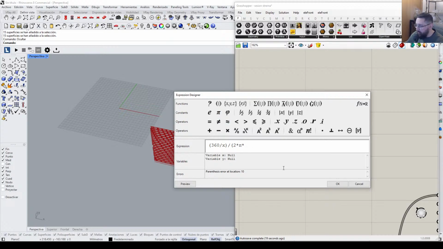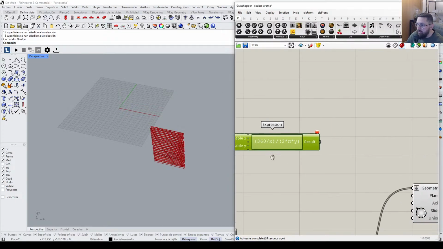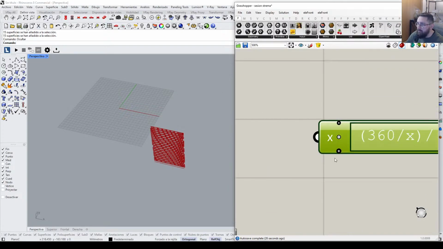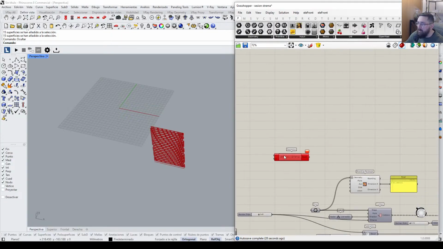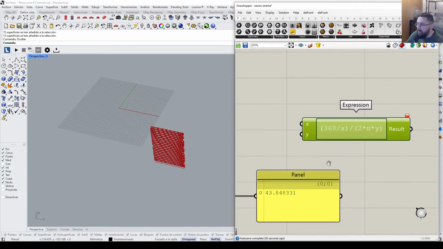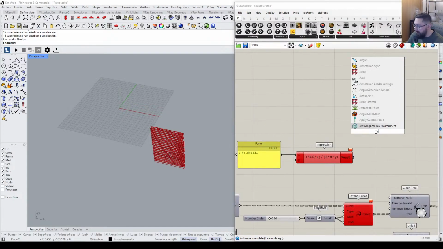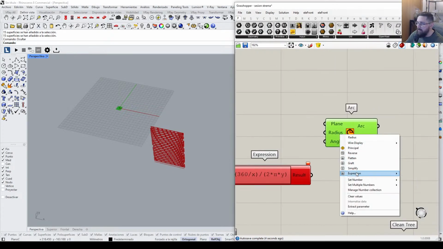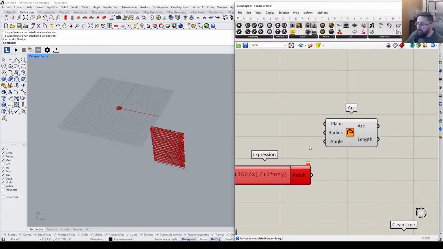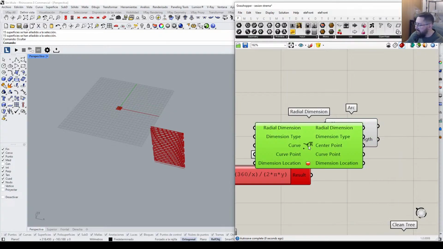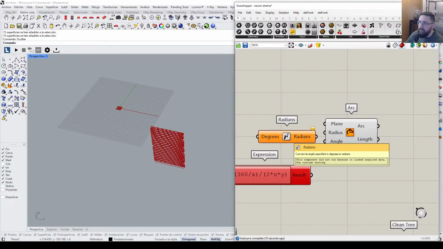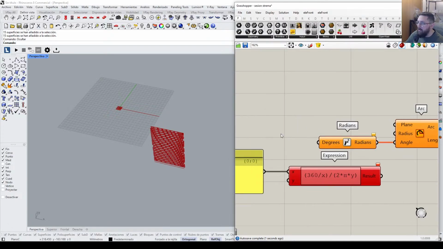Y is going to be the angle we define in the arc, hopefully. So what the hell does that even mean? X is the length, y is the angle, arc, radius, that's not the thing I'm looking for. Okay, I need to define the radians, converter, arc is going to be 350.